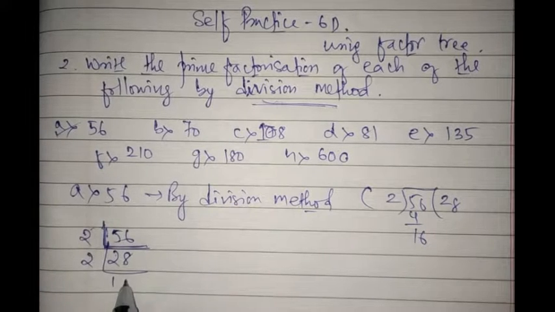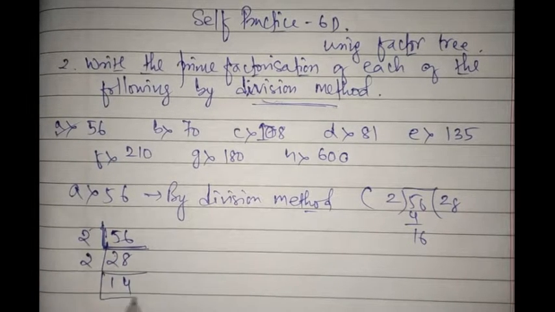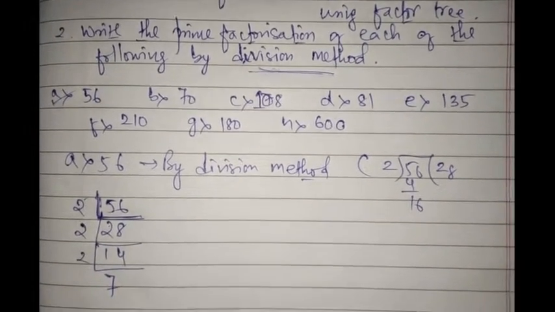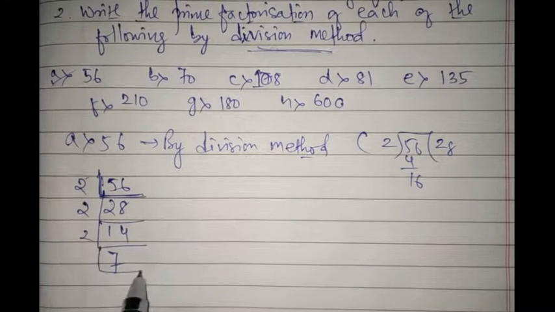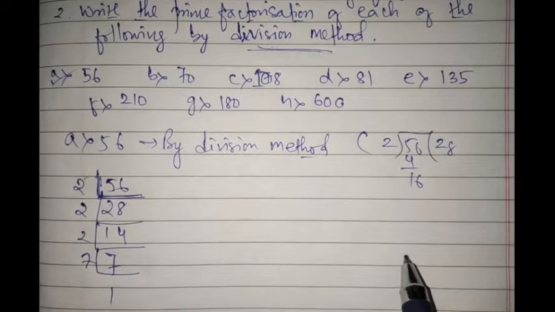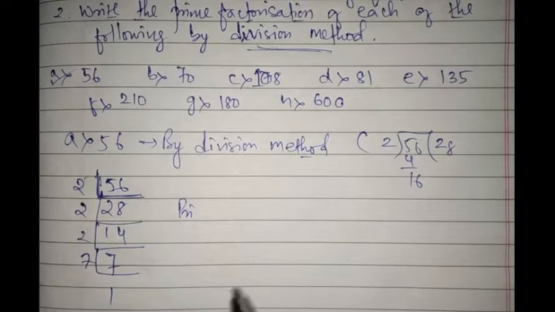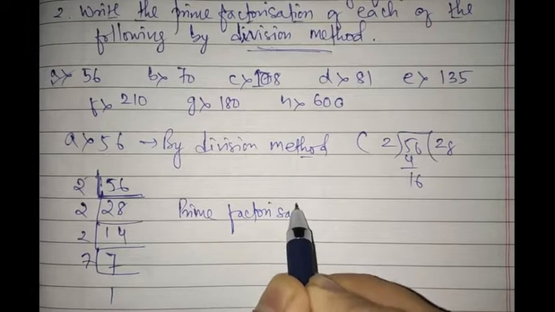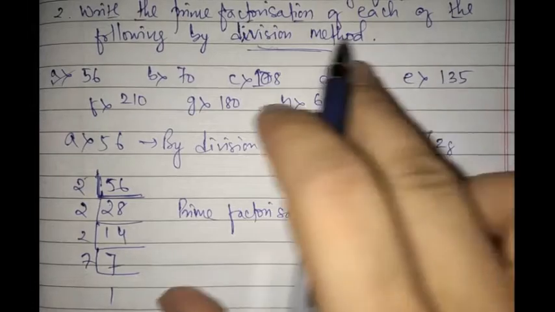So 2 1s are 2, 2 4s are 8. So 2 into 14 is 28. So 2 7s are 14, right? So like this you will continue until and unless you get the prime number. So only we have is 7 into 1. So the prime factorization of 56, this method we have used division method.